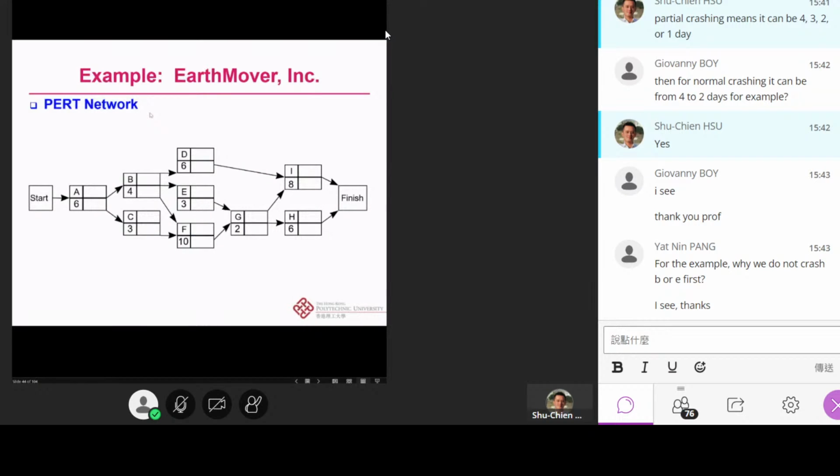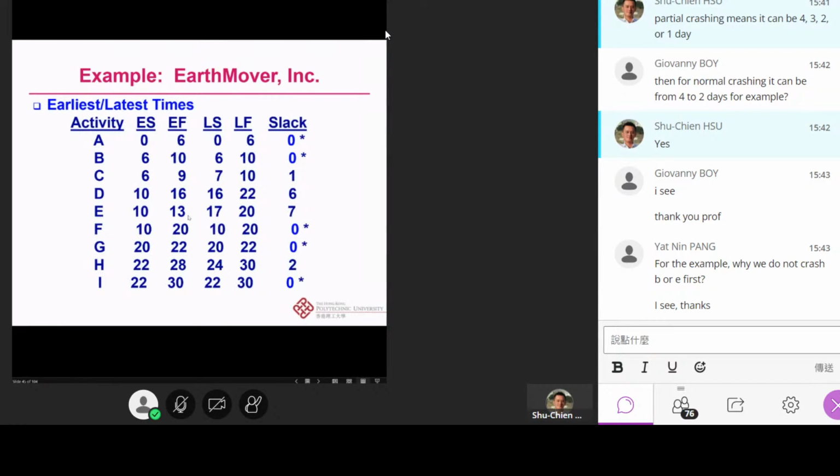So we can have the PERT network, the CPM, like this. We start with A, then B and C follow A, and D, E, F follow B and C. G is followed by E and C, I is followed by D and G, and H is followed by G. This is what the network looks like. Then we can identify the early start time, early finish time, late start time, late finish time, and also the slack for those activities.